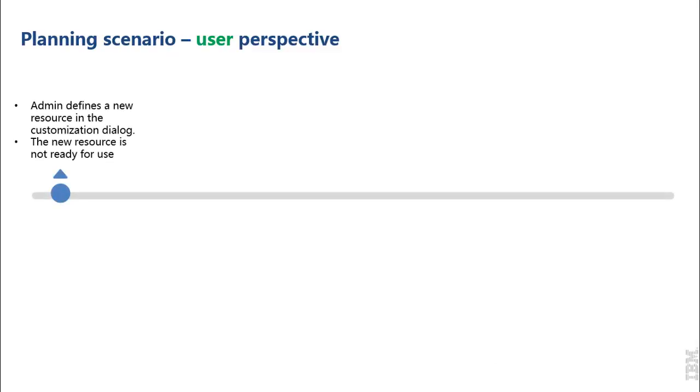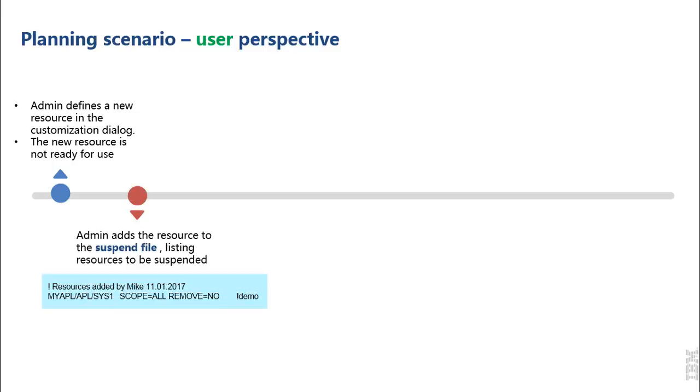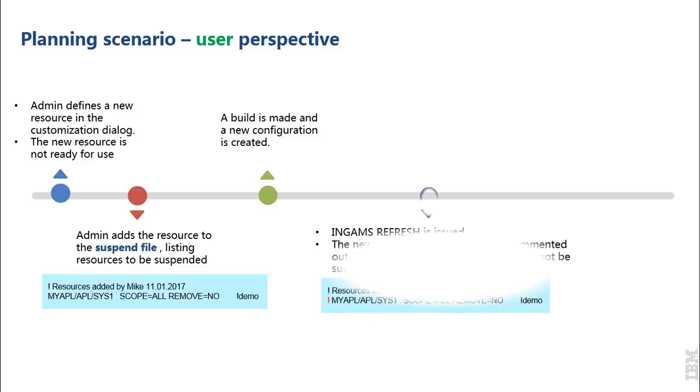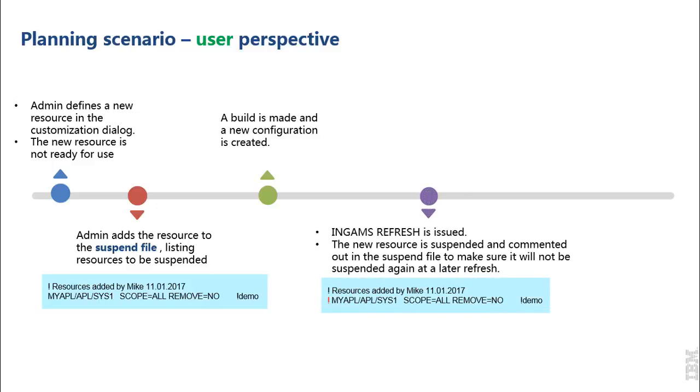The admin defines a new resource in the customization dialog, but this resource is not ready to be used. Then he needs to add this resource to the suspend file. This file lists all the resources to be suspended and needs a refresh. Sometime later, a build is made and a new configuration is created. Later on, INGAMS REFRESH is issued and the configuration is refreshed. As a result, the new resource is suspended and is commented out in the suspend file, so it will not be suspended again at a later refresh.